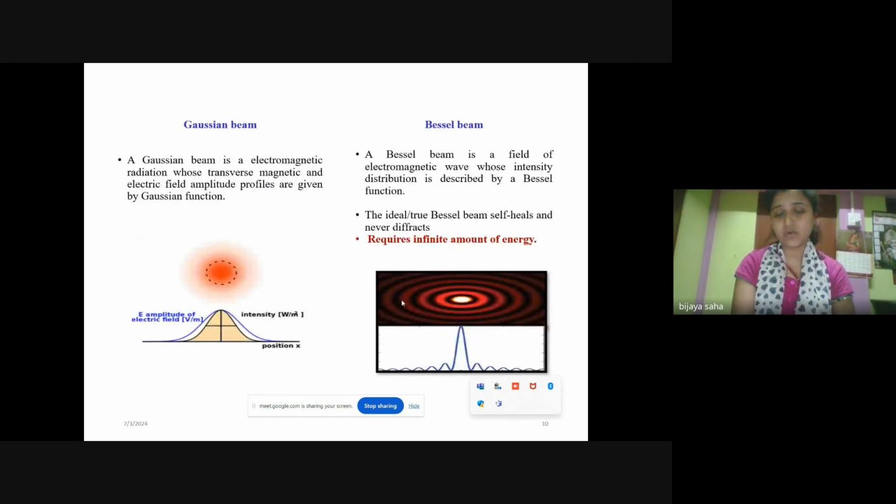Now, what is a Gaussian beam and what is a Bessel-Gauss beam? A Gaussian beam is electromagnetic radiation whose transverse magnetic and electric field amplitude profiles are given by a Gaussian function. And a Bessel beam is a field of electromagnetic wave whose intensity distribution is described by the Bessel function. This is the intensity profile of a Gaussian beam. This is the intensity profile of a Bessel beam. The ideal Bessel beam is what is theoretically presented, and practically what we obtain we call a Bessel-Gauss beam, but its profile is similar. In case of a Gaussian beam, maximum intensity is present at the center and at the clad interface there are no annular rings. But in case of a Bessel beam, multiple annular rings are present at the clad interface. As a result, there will be more absorption at the clad interface, so there is possibility to obtain more sensitivity as compared to the Gaussian beam.